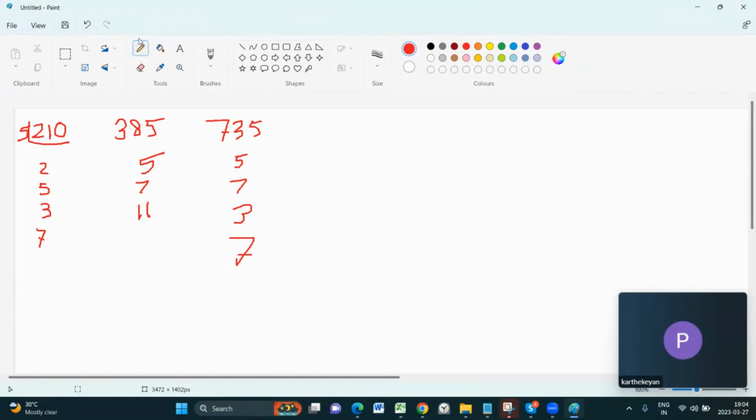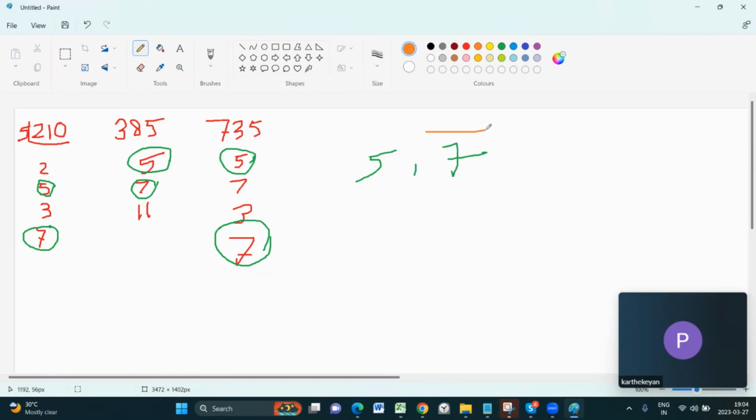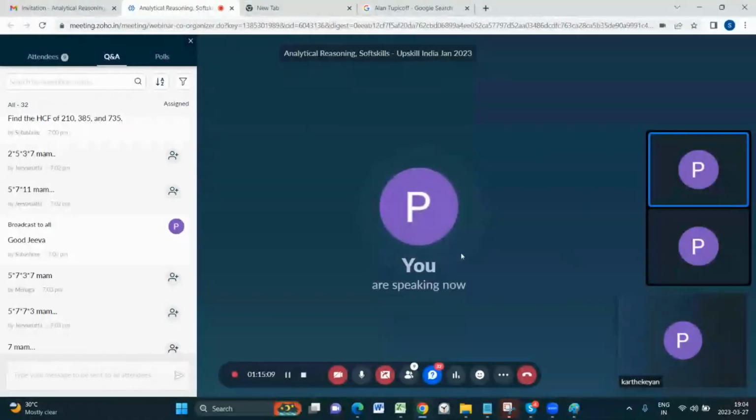Now the common factors part. 5 and 5, we have 7 and 7. So which is the highest common factor? 5 and 7 are the common factors. Highest common factor is 7. Very good. Excellent.